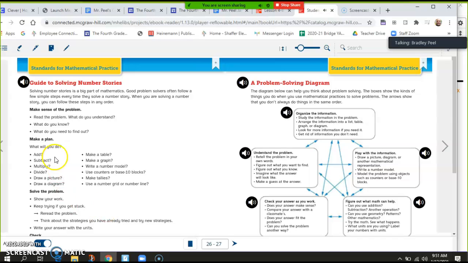So I think when we talk about making a plan, that really is that habit two, beginning with the end in mind, right? What is it that you need to accomplish? And most of the time, you'll find what you need to accomplish by reading the directions and reading the number stories. And then solving the problem, showing your work, writing it down.